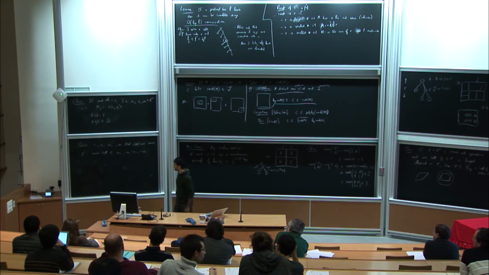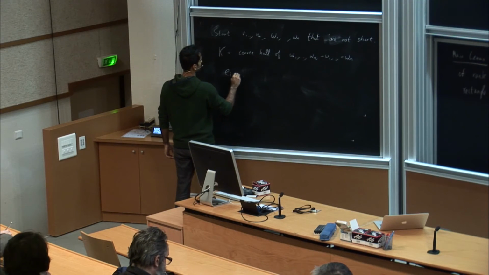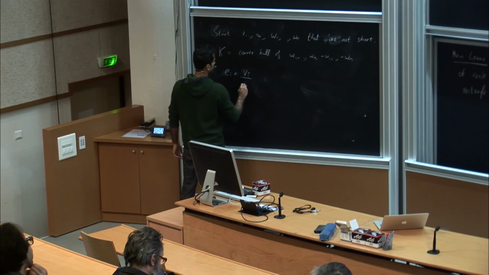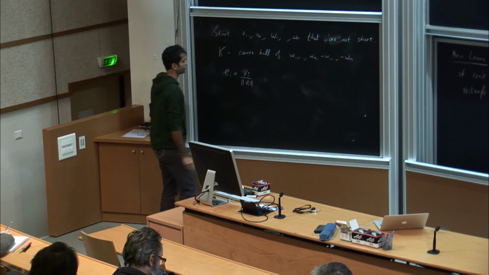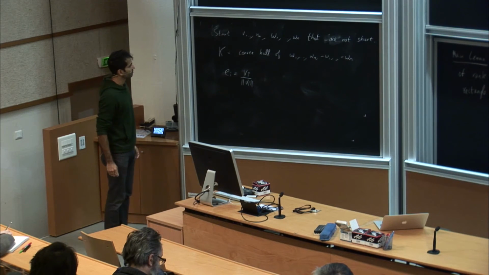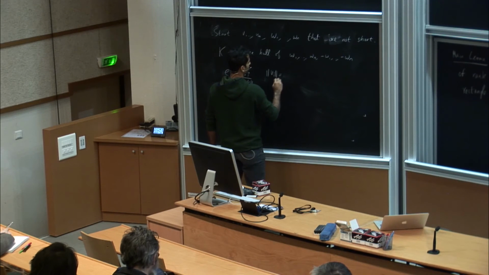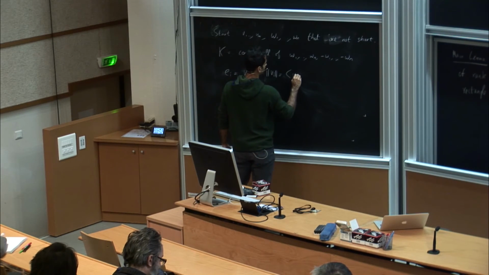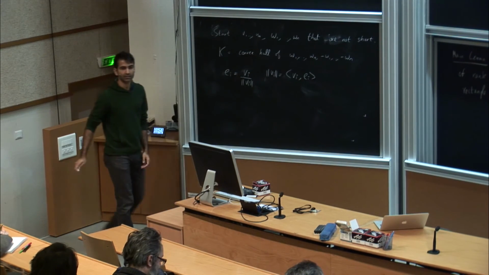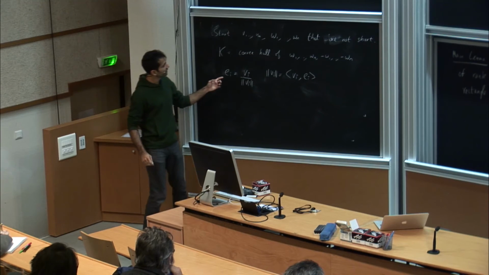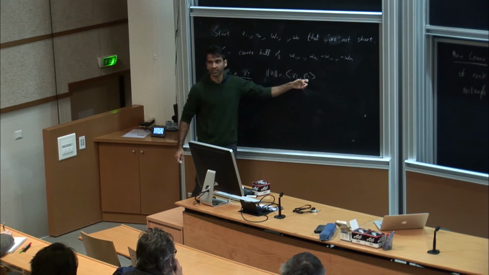And to do this, what's the length of V? So let's write EI to be VI divided by the length of VI. And then I can write the length of VI is equal to the inner product of VI with EI. Okay? So EI is just a unit vector in the direction of VI. And the length of V is just the inner product of VI with EI.